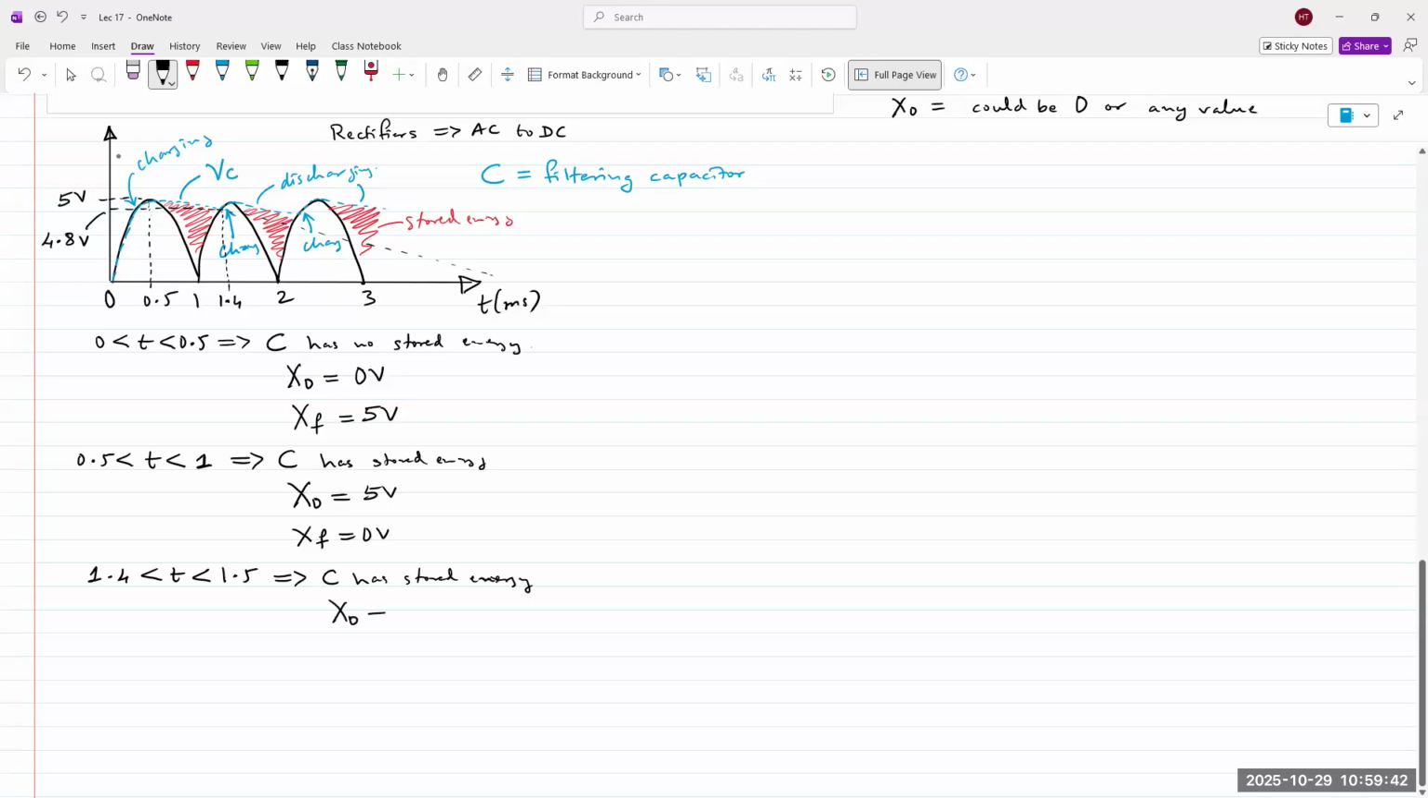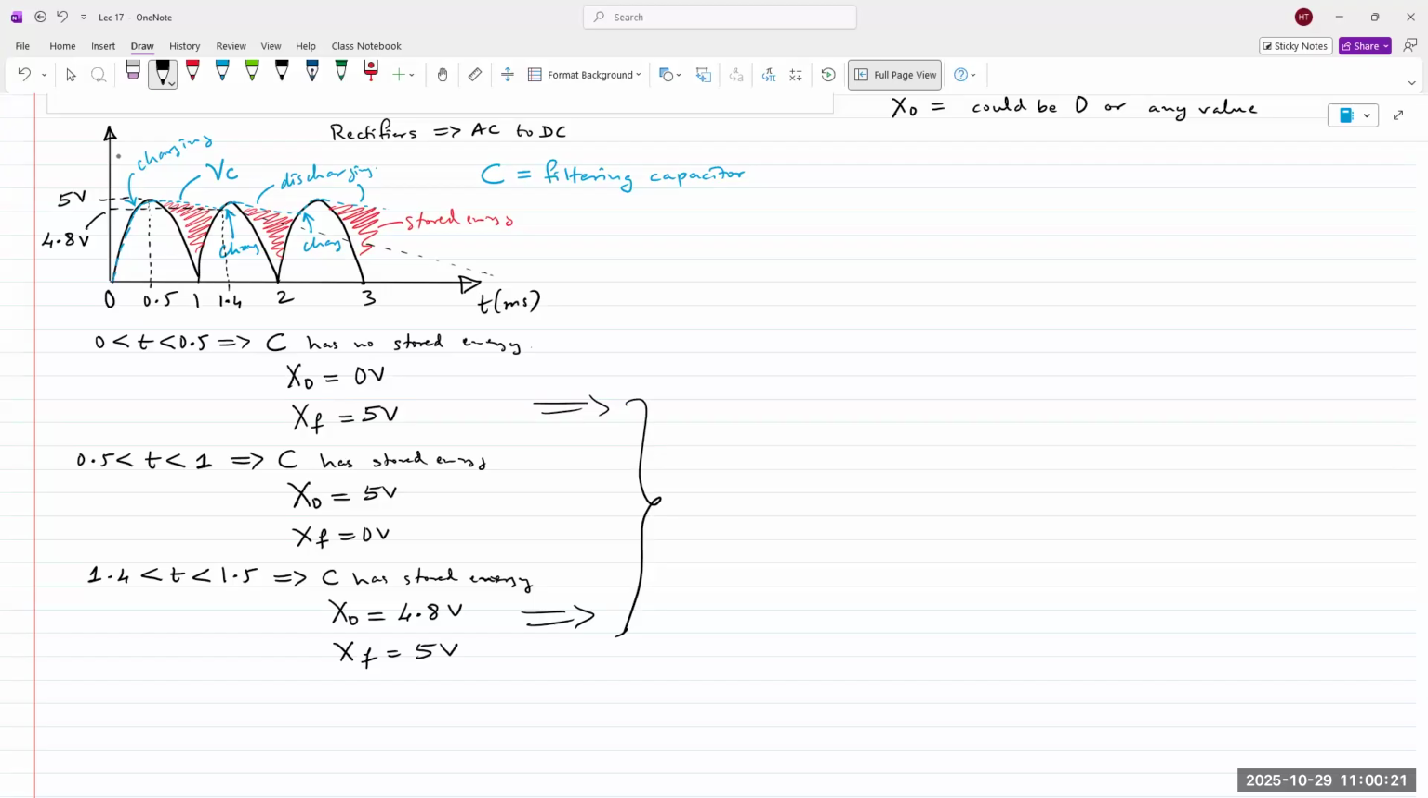So my X0, the initial energy in this charging portion, is 4.8. My final value is 5 volts. And that's the difference between these two cycles. They are both charging cycles, but the first one does not have any stored energy. So starting value is 0, ending value is 5. Second charging portion, stored energy is present. So X0 starting point is 4.8. My final value is still 5.